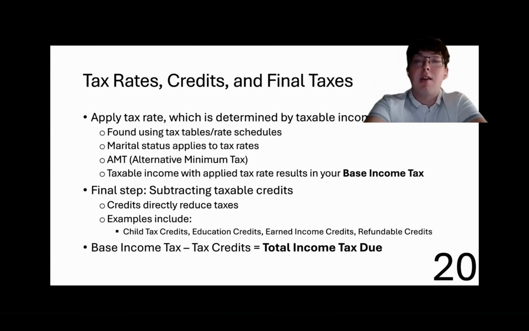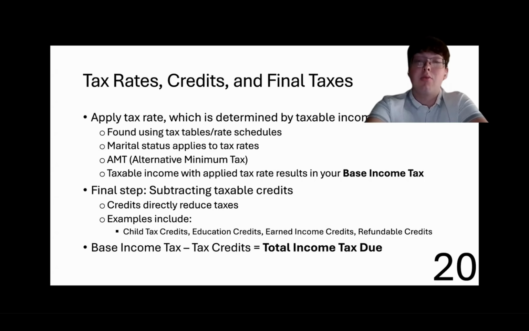And the US system is progressive, meaning income is taxed at brackets at increasingly marginal rates. So the more money you make, the more you should be taxed. Filing status determines which tax brackets apply. If taxable income exceeds certain thresholds, taxpayers may also be subject to the alternative minimum tax, or AMT, which applies different rules to ensure that ultra high income individuals pay at least the minimum level of tax.